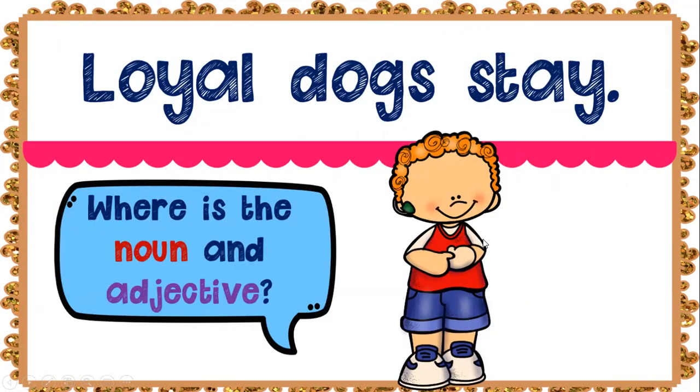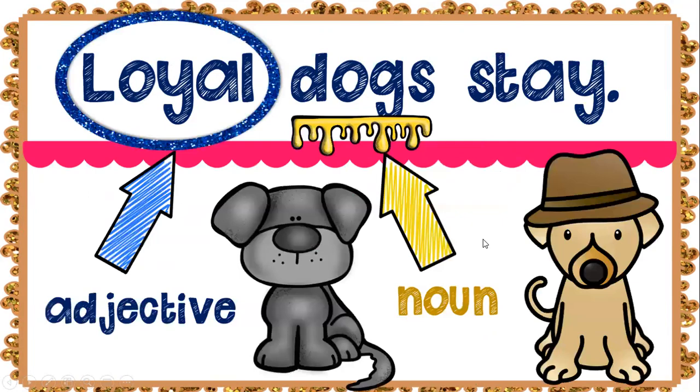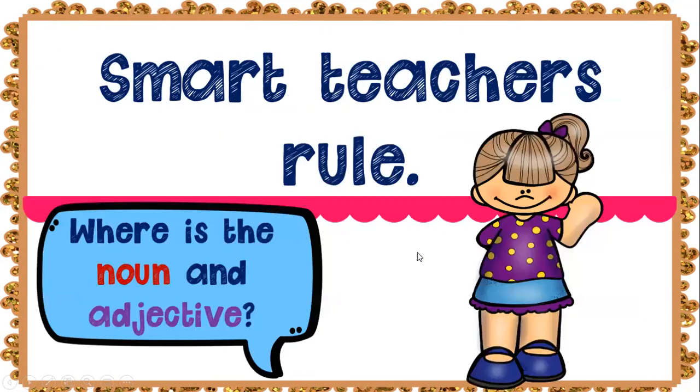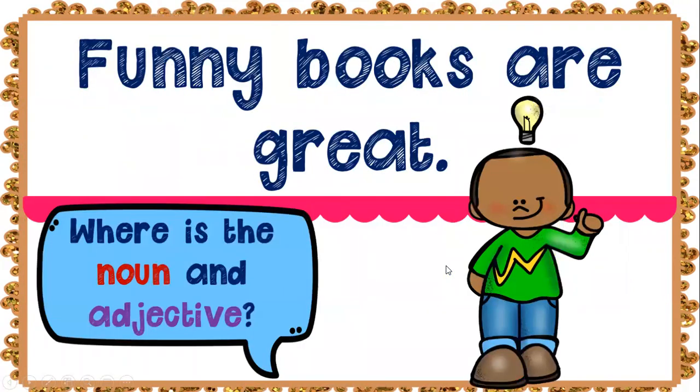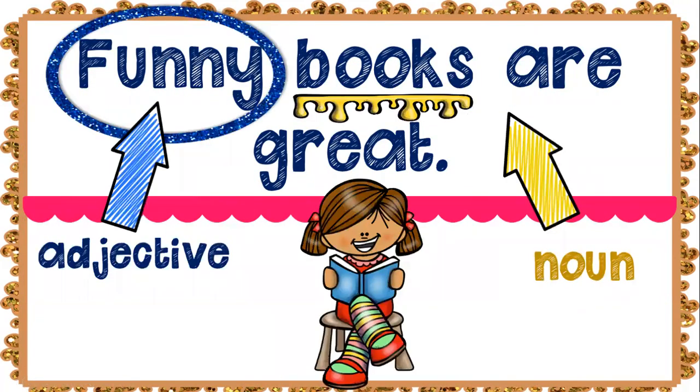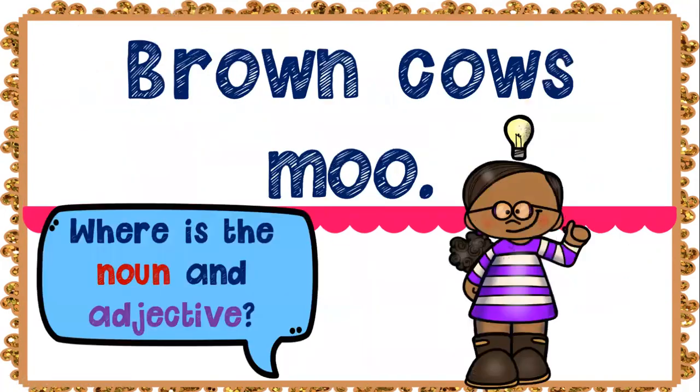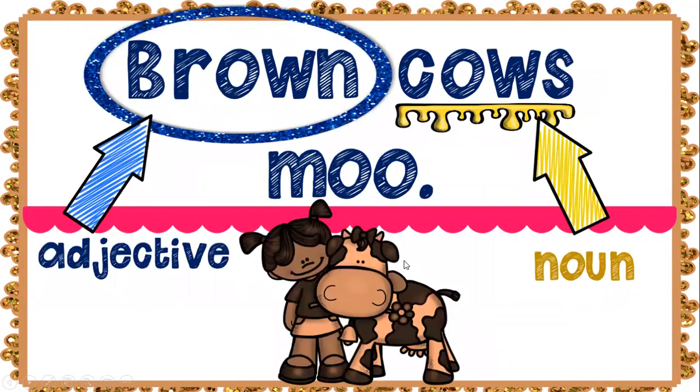Loyal dogs stay. So your adjective is loyal and your noun is dogs. Smart teachers rule. Smart is describing your teachers. Funny books are great. Funny is describing your books. Brown cows moo. Brown is describing cows.